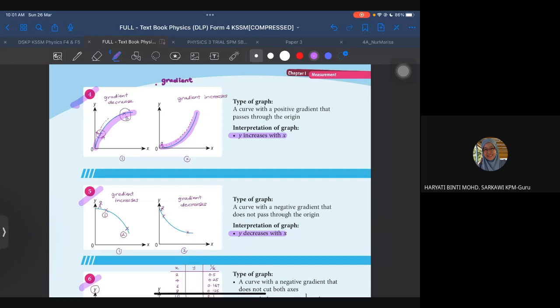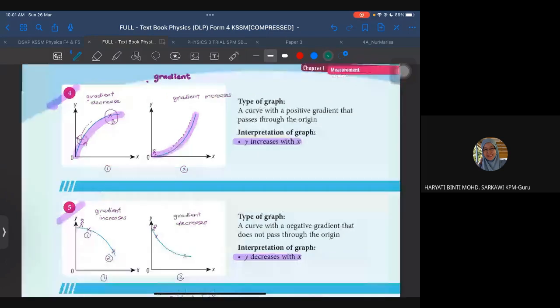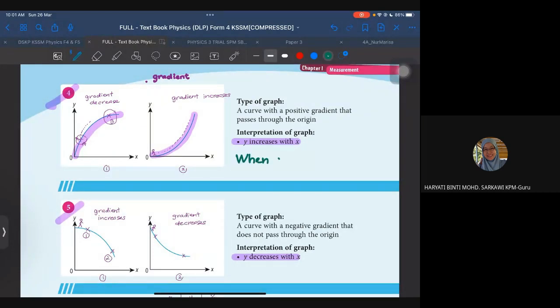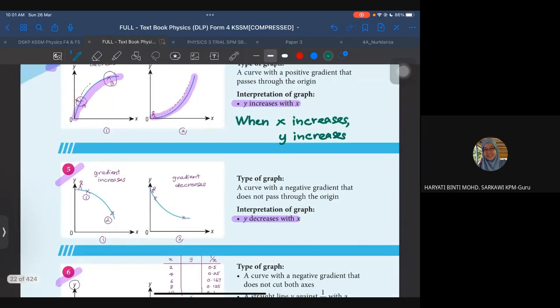Okay, so for this graph, if let's say you get a curve graph and you are asked to state the relationship between the two axes, just say like this: y increases with x. Or you can also write, when x increases, y increases. This one also the same. When x increases, y increases. The second one, when x increases, y? Y what, class? Y decreases. So there are two ways to write the relationship of the two axes for the curve graph. Either you write y decreases with x like this, or you write like this, both correct.